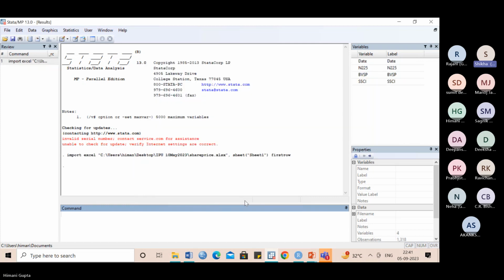We were discussing Ljung-Box also. Okay, I'll do it. Now, this is my file I've just created. Just make it the time series, tsset date. It is set. Now, what do we have to do?